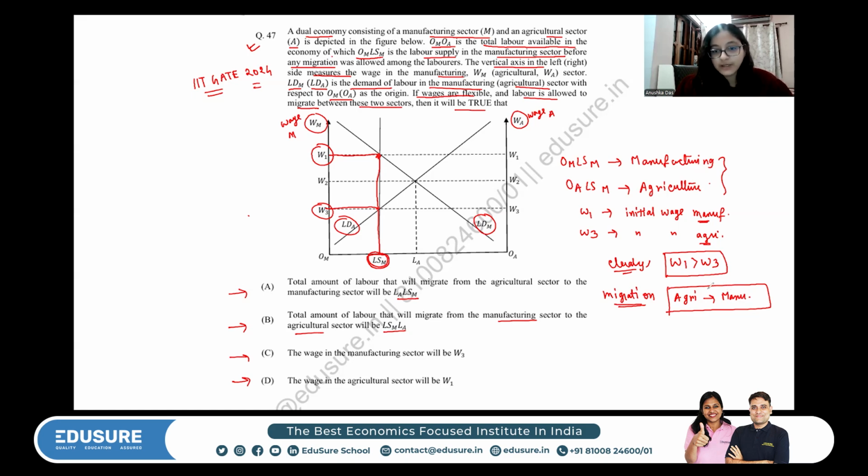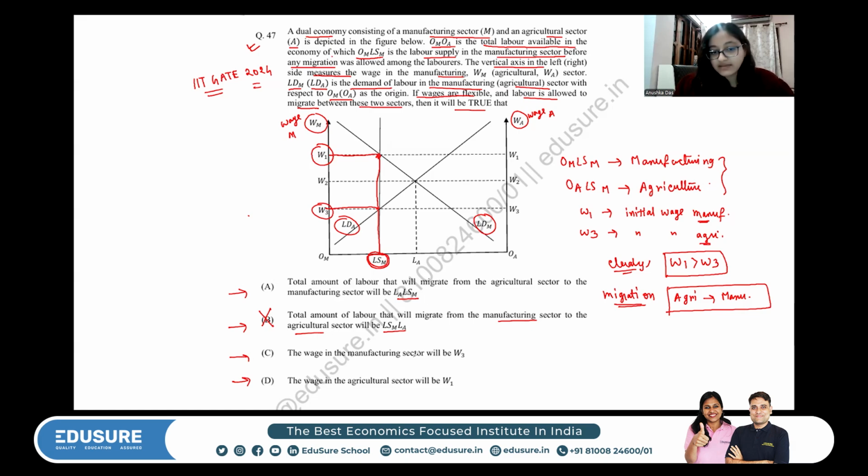They will migrate. So this basically eliminates option B, because it says the total amount of labor will migrate from manufacturing to agriculture. So this will not take place. Since the initial wage rate is high in the manufacturing sector, people will migrate from agriculture to manufacturing. Okay, now let's see option C.